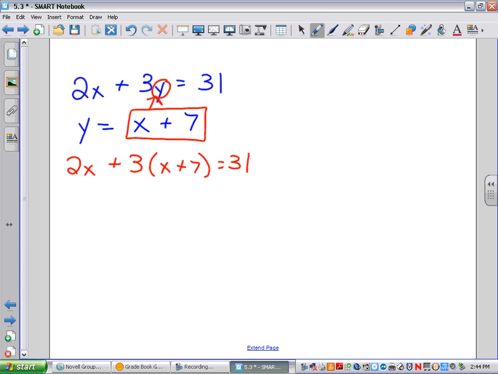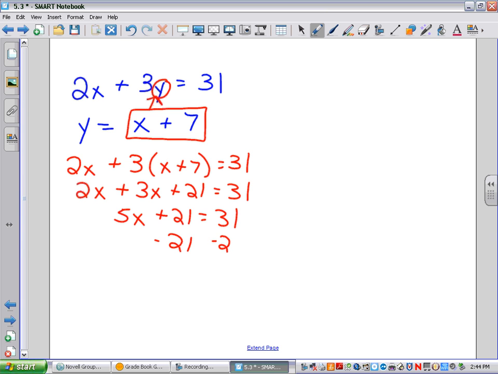Well, I'm going to do distributive property to solve this. So 2x plus 3x plus 21 is 31. Combine the 2x and 3x into 5x plus 21 is 31, and then subtract 21 from each side. Gives me 5x equals 10. And then finally divide by 5. So I get x equals 2.